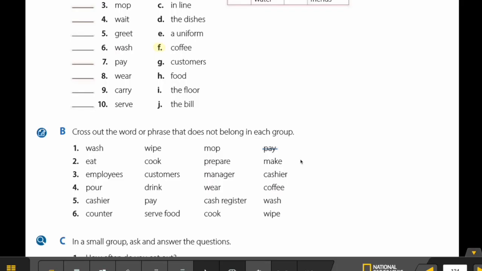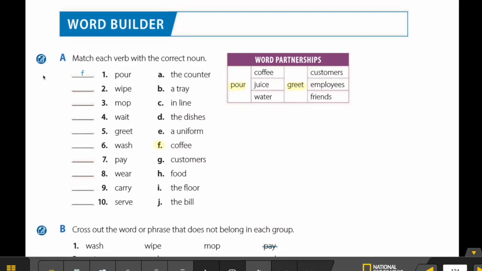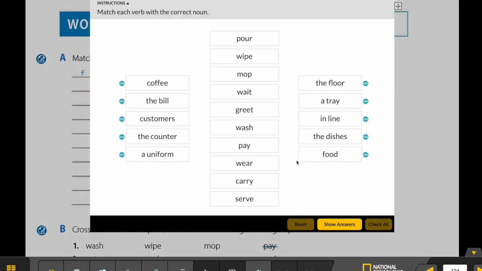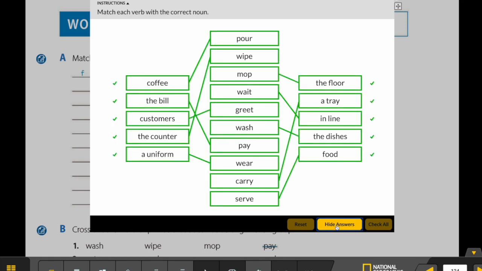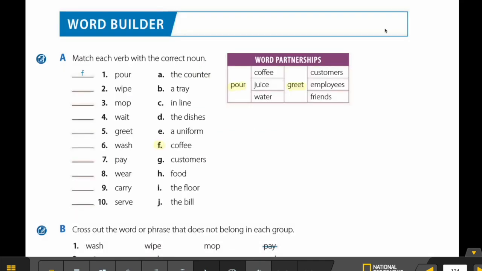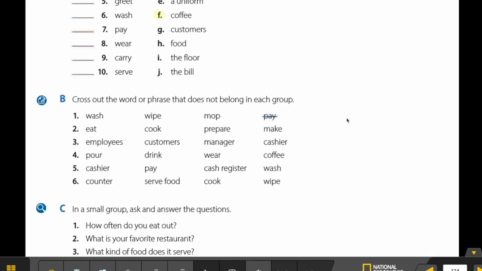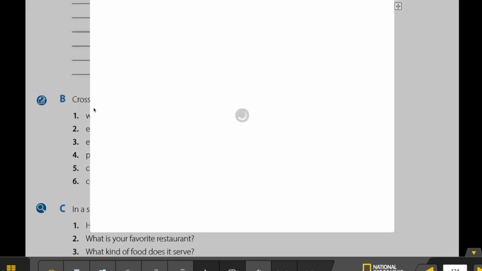Okay, now we're back, and here are the answers for exercise A. Okay. And now let's check the answers to exercise B.